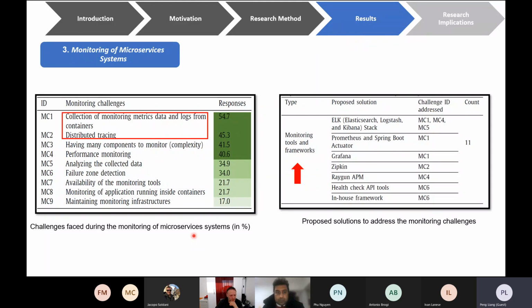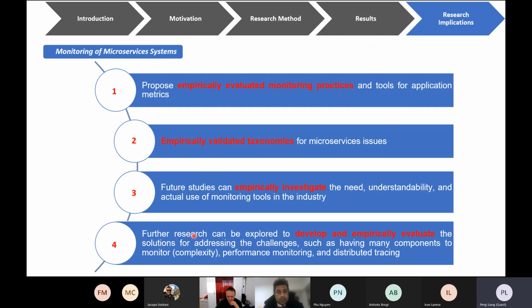Concerning the research implications, we have 4 research implications. The first one is related to monitoring metrics. Our idea is to propose some empirical studies about monitoring practices and tools for application metrics.